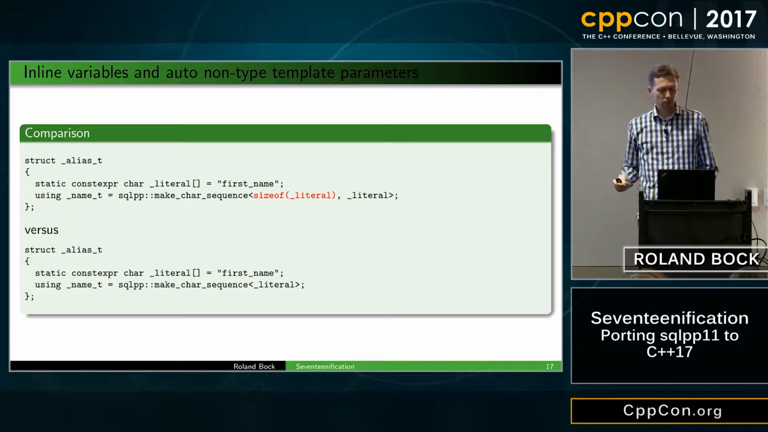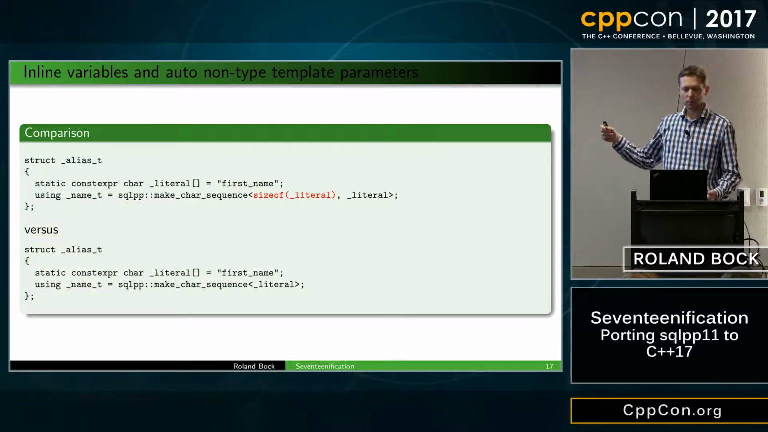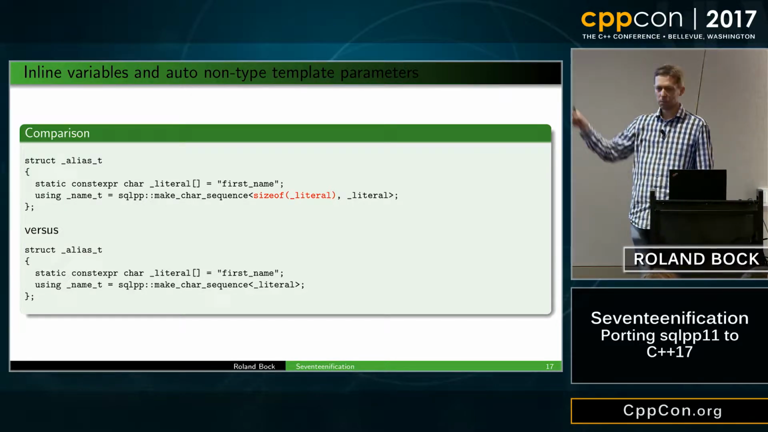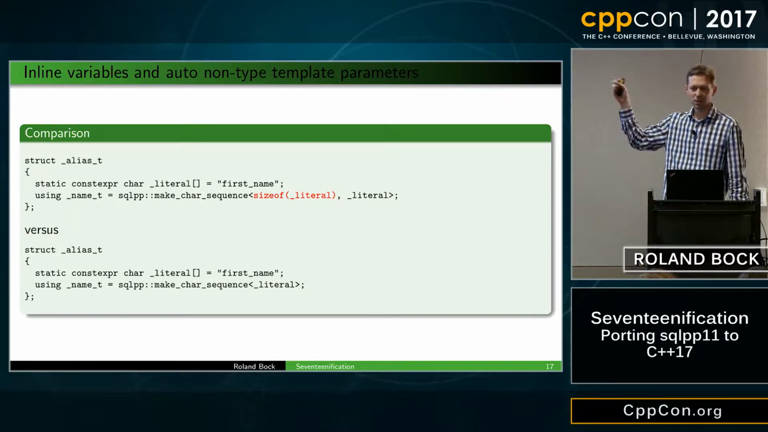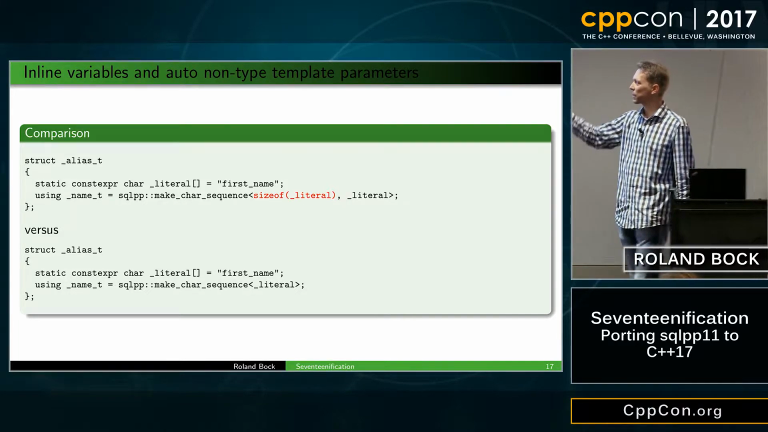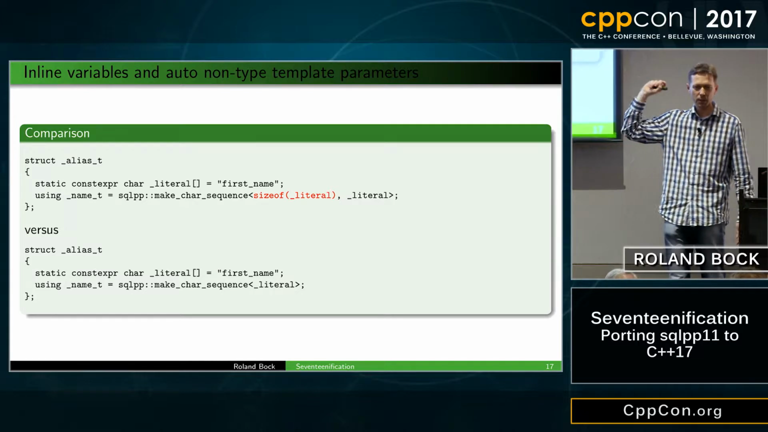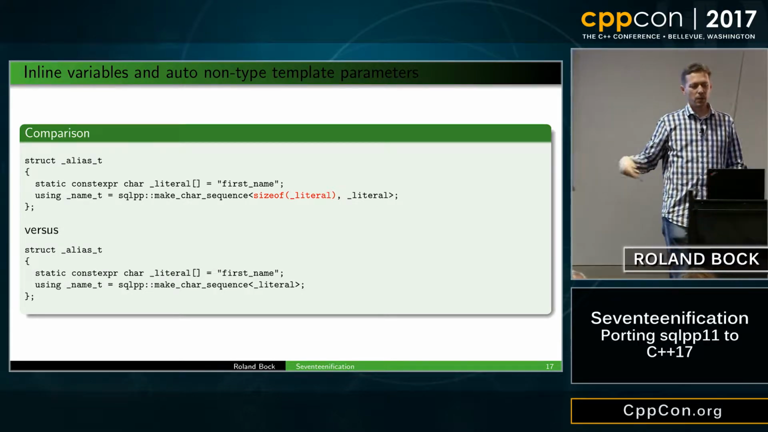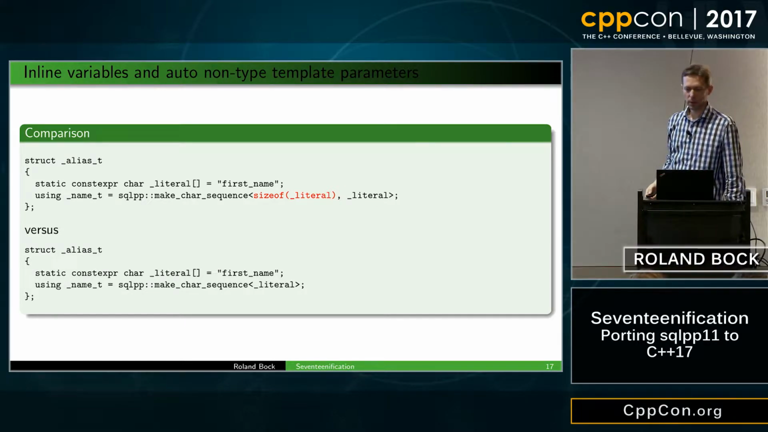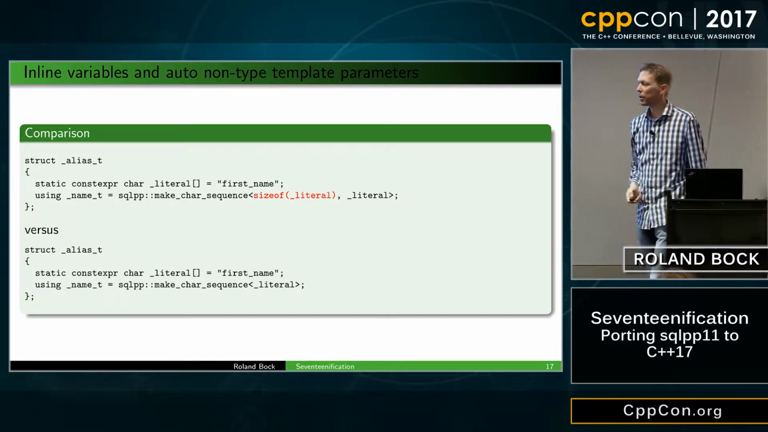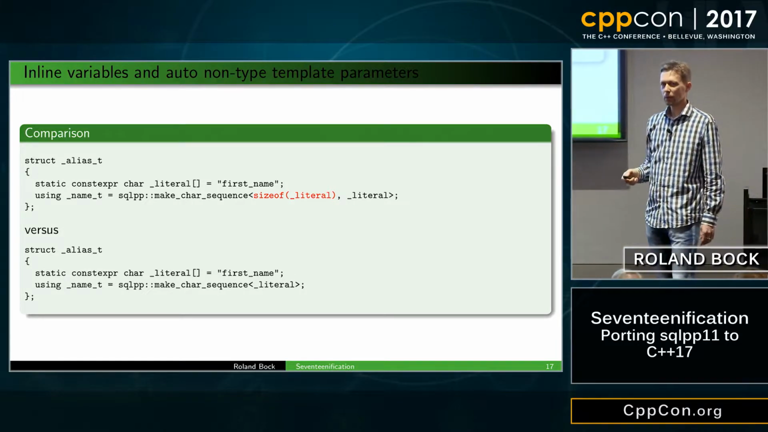But if you compare this code, in the first case, you had to pass the length. So this is duplication. Feels stupid that you have to pass the size of the literal and the literal itself. In C++17, you get rid of that. Right? That's gone. It's easier to read. Good.